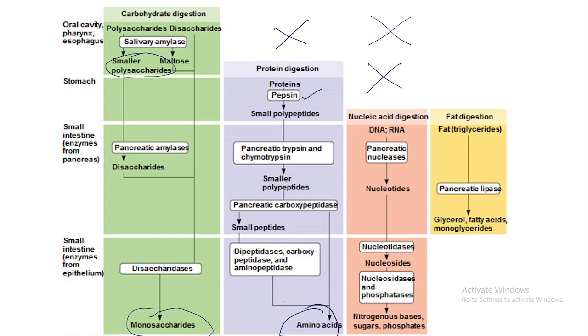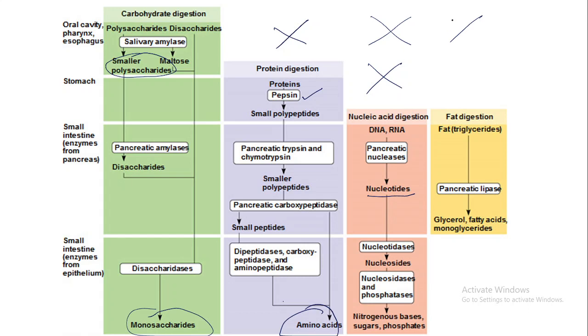Sorry, nucleic acids. The DNA and RNA that enter our body through different kinds of food are converted into nucleotides by pancreatic nucleases. Nucleotidases convert nucleotides into nucleosides, which are acted upon by nucleosidases and phosphatases to give nitrogenous bases, sugars and phosphates.